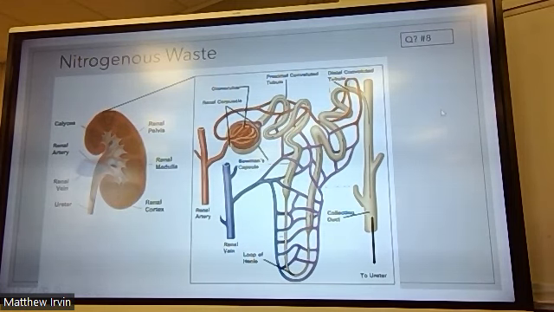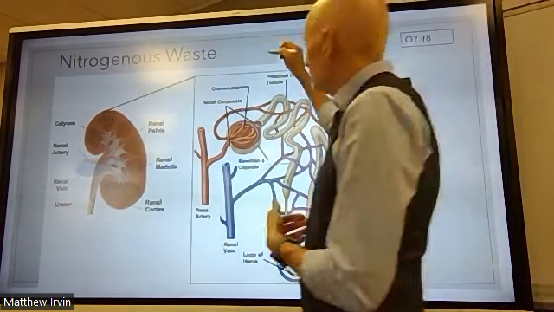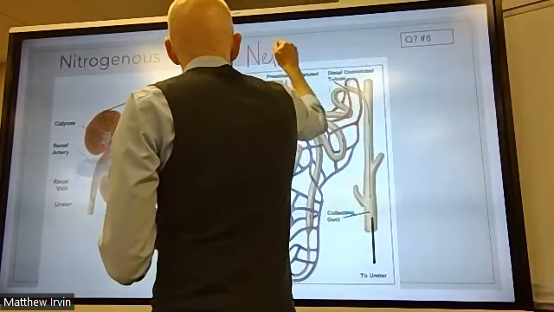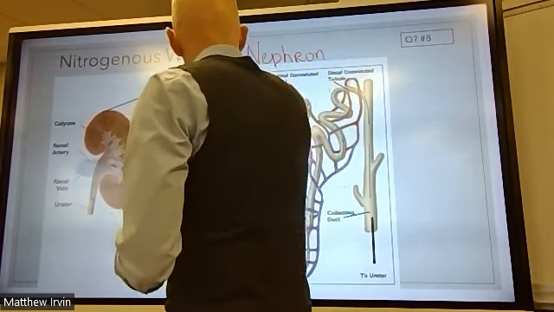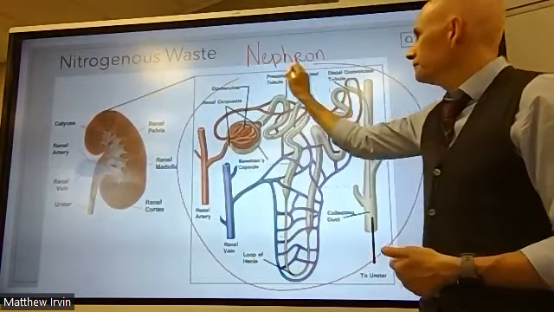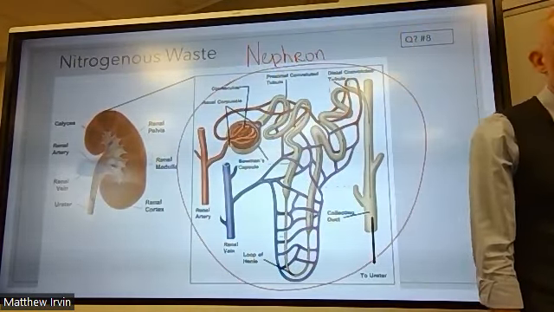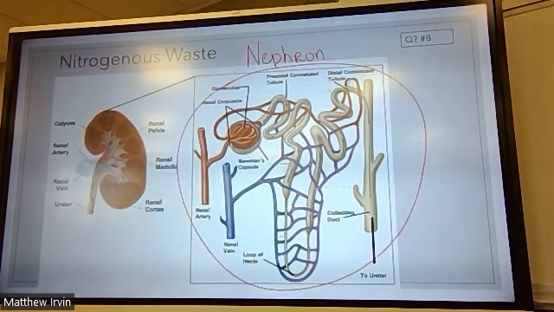Nitrogenous waste, things we need to know. Kidney filters it out. The structure that does that is going to be our nephron. So this whole thing is your nephron. And that should be after the next page.